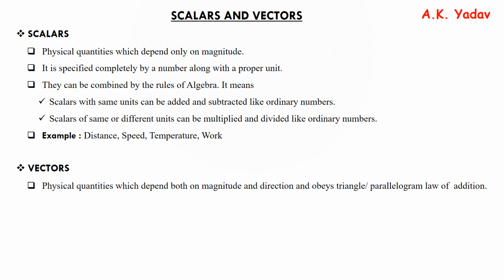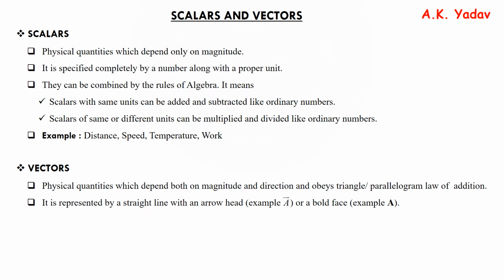Now, what are vectors? The physical quantities which depend both on magnitude and direction and obey triangle or parallelogram law of vector addition. Now please understand, if a quantity is having both magnitude and direction, but if it is not following the law of vector addition, then it is not a vector. It is represented by a straight line with an arrowhead. The example here is given as A, and above that the vector sign is there, or you can just write a bold face, that is here A in bold.